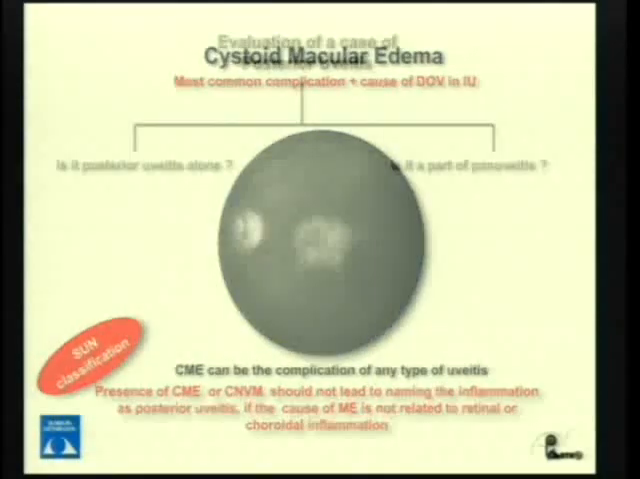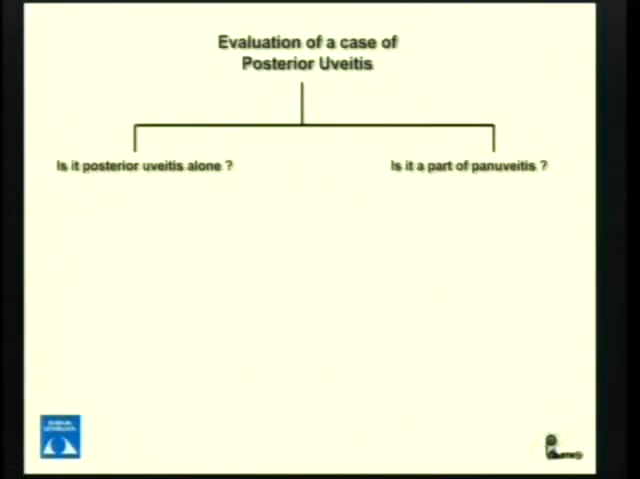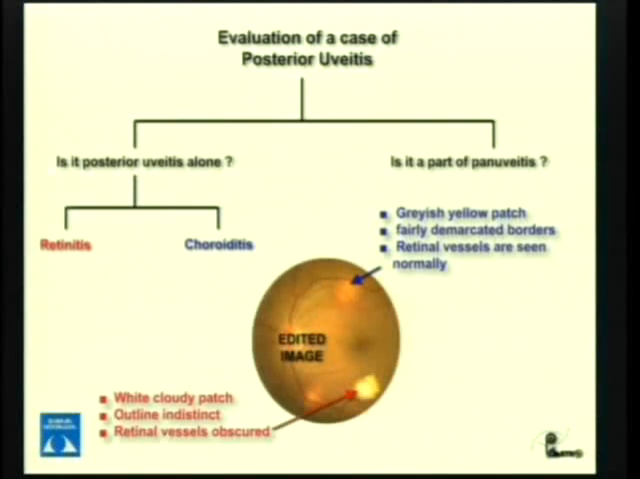Okay? Now, if you are evaluating a case of posterior uveitis, the first two questions are very important: whether it's a case of posterior uveitis alone or part of panuveitis. So you have to rule out other primary sources of inflammation, whether inflammation is present in the vitreous or the anterior chamber. If it is a case of posterior uveitis alone, then you have to differentiate whether retinitis is there or choroiditis is there. So retinitis and choroiditis can be differentiated.